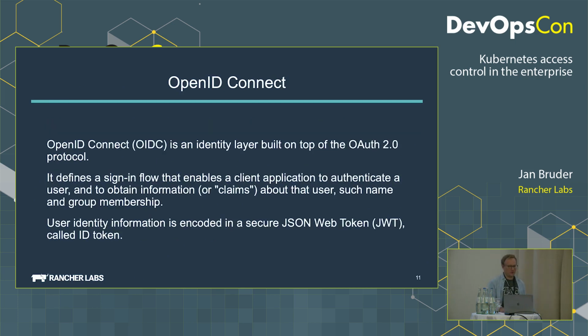So moving on, OpenID Connect. What is OpenID Connect? It's an authentication mechanism built on top of OAuth 2. It basically defines a sign-in flow where an application can authenticate a user using a third system, and it can obtain some information about that user, such as the username and the group membership. The user information is encoded in a JSON Web Token. It's specifically called an ID token that includes the claim information about the user.